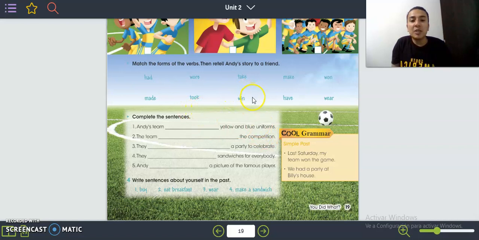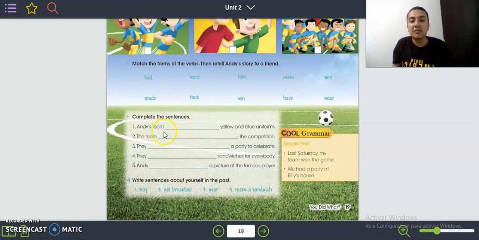I have in here the verb win. So based on the spinning wheel that you have in the worksheet, you will have to find the verb win and search for the past form, which is won. Correct? Same with have, wear, take, and make. Okay? Then, with these verbs right here, in past, you're going to complete in here.